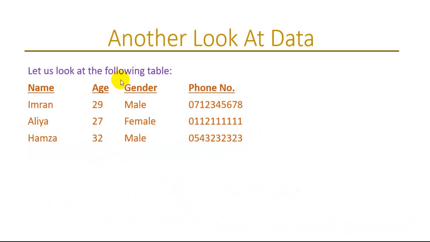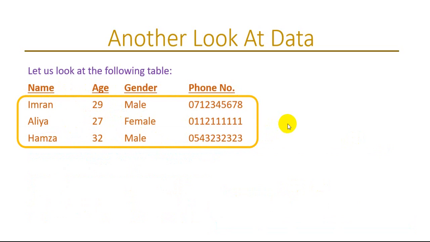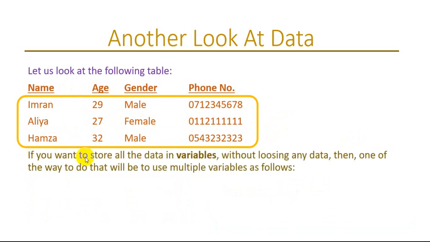Now let's take the same table and see how we can store all of this in variables without losing any data. When you have a variable called name, and you store Imran, Imran will be there. The moment you store Alia, Imran is lost. Without losing anything, how can we store all of this in variables? There are many different ways. I'm just showing you one way.